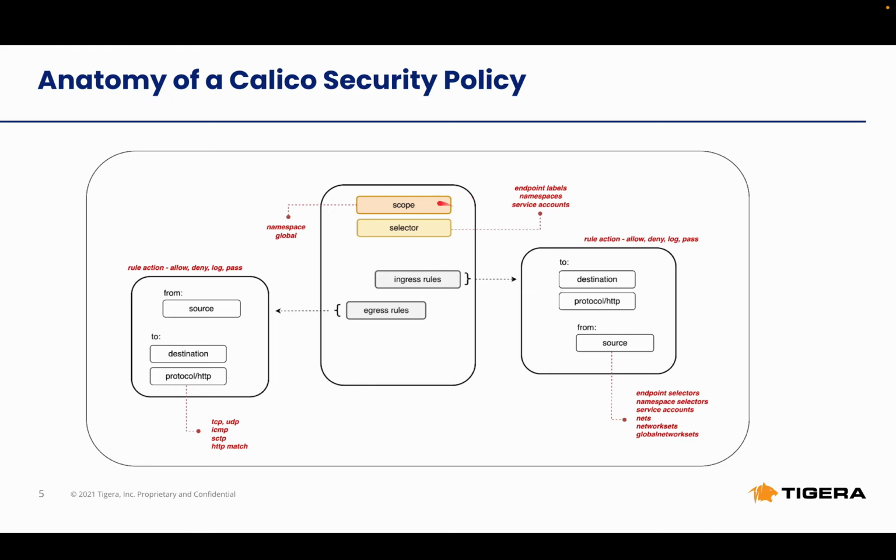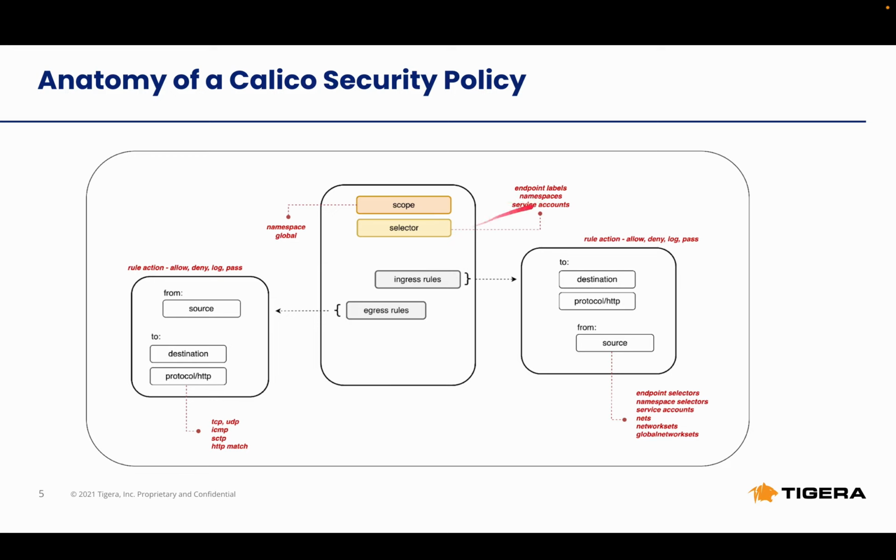So within a given scope, and a scope could be a namespace or it could be multiple namespaces if it's a global network policy, you could use selectors to further narrow down or focus on a given set of workloads or endpoints or pods in Kubernetes.